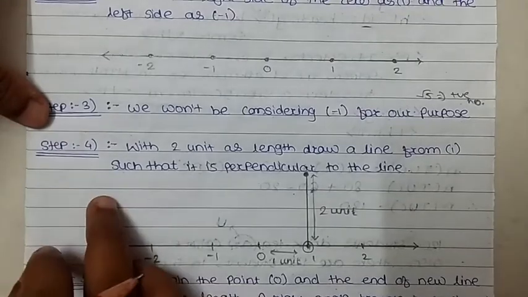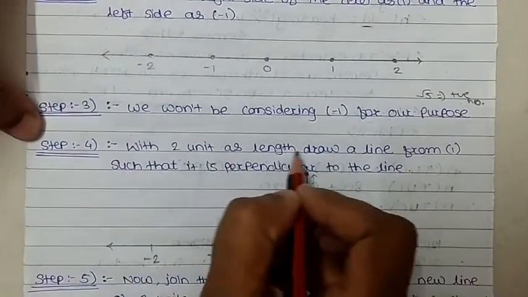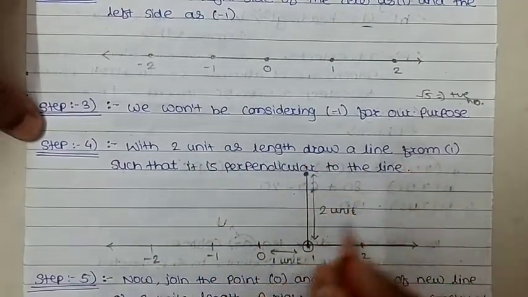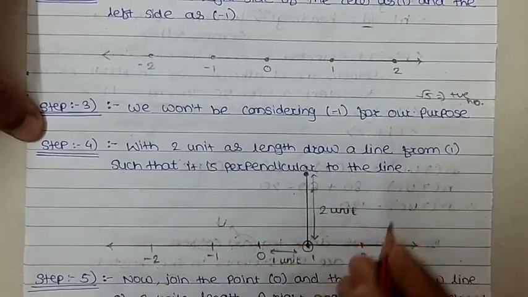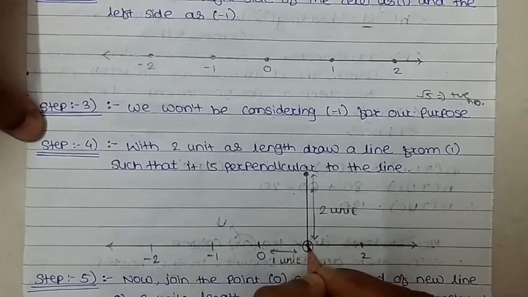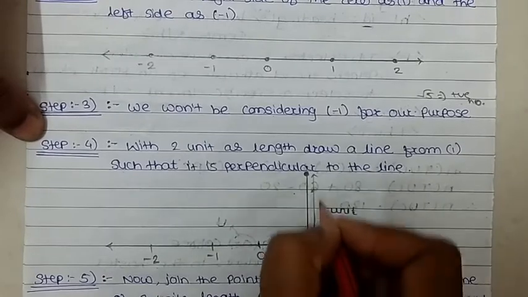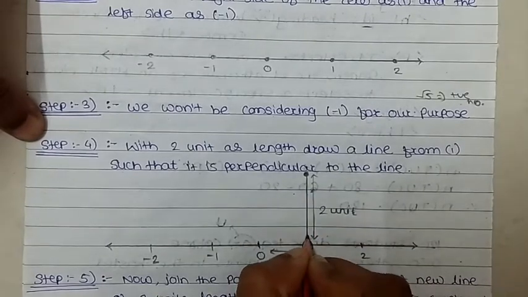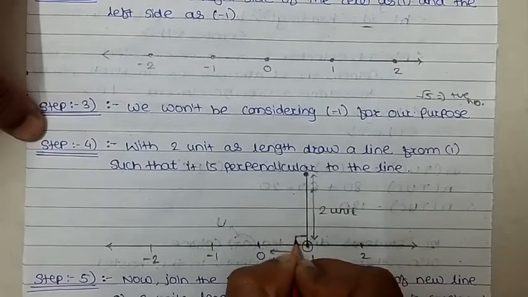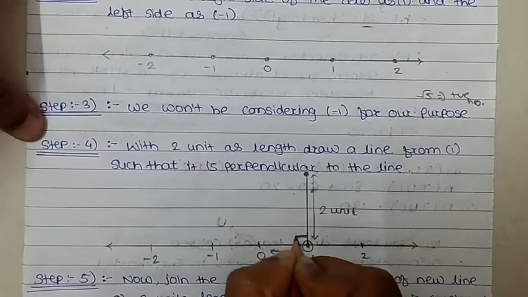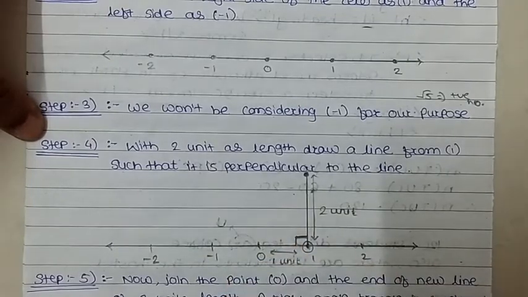Next, this is step number 4. With 2 units as a length, draw a line from 1 such that it is perpendicular to the line. So from 1 we have to draw one line of length 2 units, and this is the perpendicular, meaning they form a 90-degree angle. Clear?